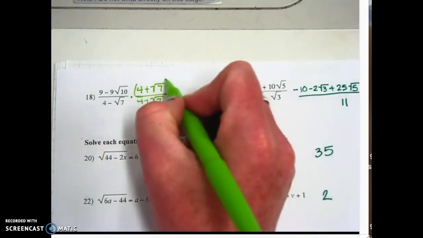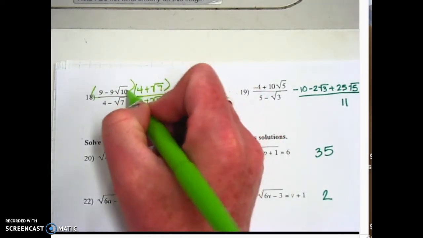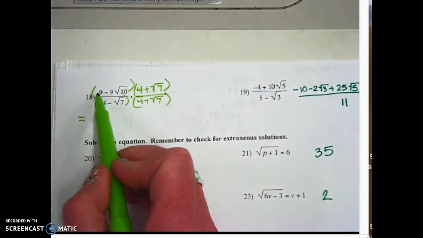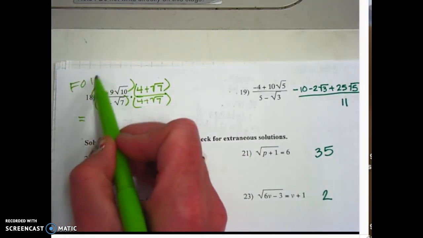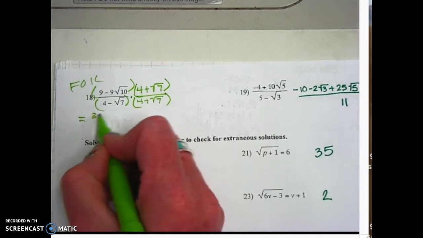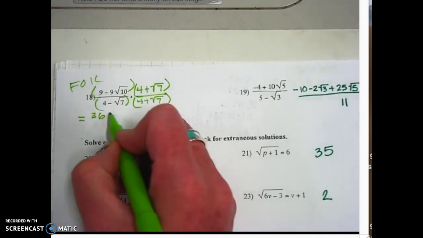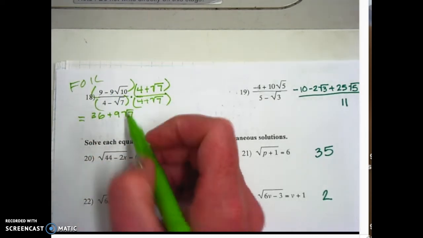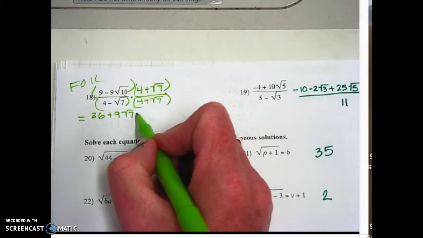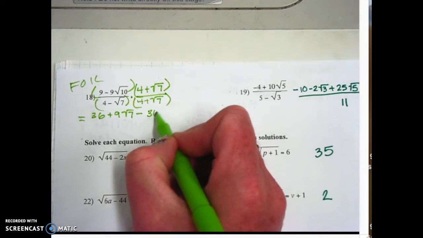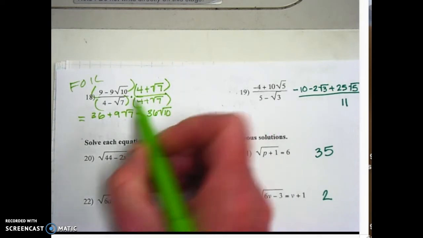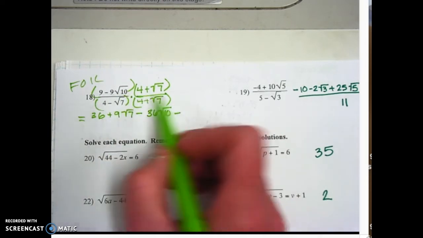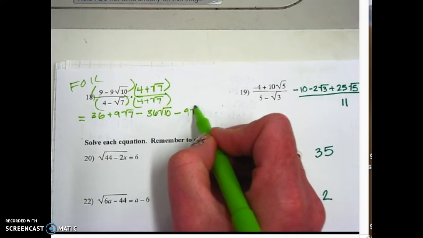So I'm going to need to FOIL twice, in the numerator and in the denominator. So let's do the numerator first. And we're going to go FOIL. So 9 times 4 is 36. 9 times rad 7 is 9 rad 7. Inside is negative 9 rad 10 times 4, so negative 36 rad 10. And then last is negative 9 rad 70.